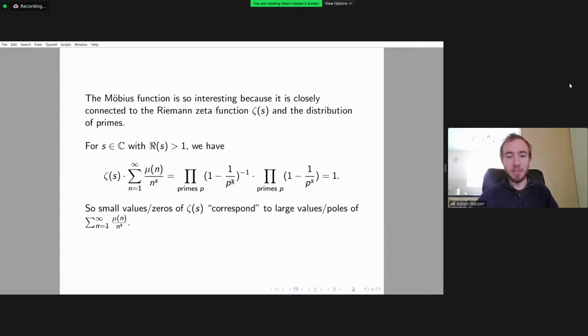So this is the Riemann-Zeta function, this Euler product. This Euler product is this Dirichlet series of coefficients mu. And the point is that the factors here exactly cancel with the factors here. So this whole thing is just 1.